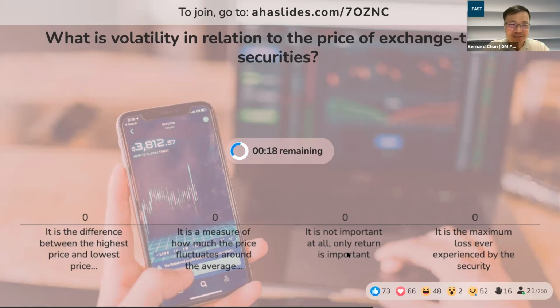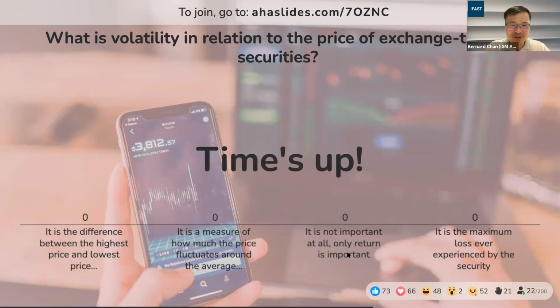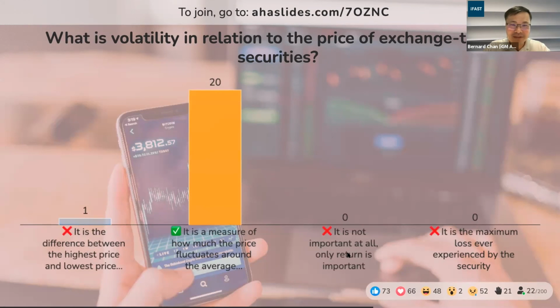Is it the difference between the highest price and the lowest price? Or is it a measure of how much the price fluctuates around the average? Or even, is it not important at all? Or is it the maximum loss ever experienced by securities? Just the last 3 to 4 seconds, we'll be revealing the answer quite soon. Yes, time's up. And wow, almost all of us have answered correctly. Yes, it is a measure of how much the price fluctuates around the average. Let's move on to the next question.